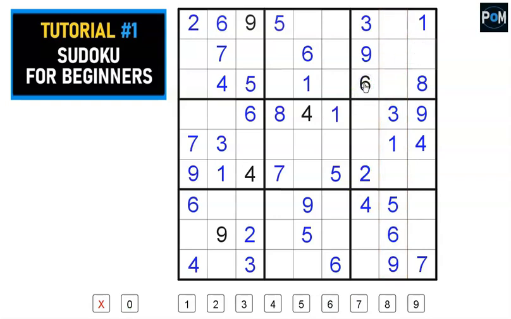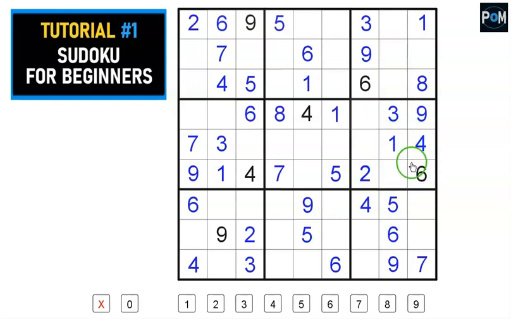Let's follow the trail of 6s. Now, let's head down here. Since there is a 6 here, I can't place a 6 here or here. Down here I have a 6, so I can't put a 6 here either. Well, now I'm left with only one place. I have to put a 6 here.